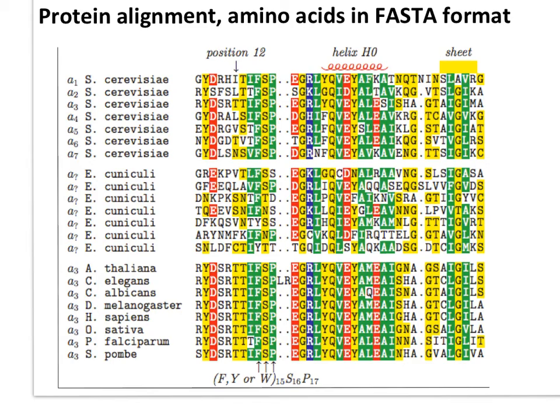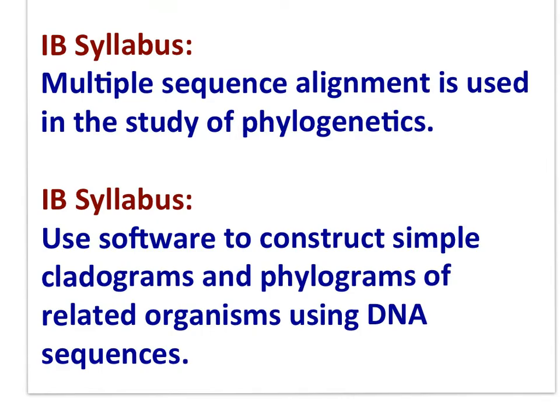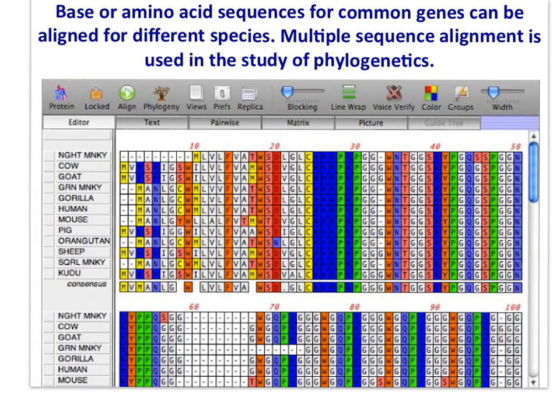The amino acids are lettered in FASTA format. Multiple sequence alignment is used in the study of phylogenetics, and using software to construct simple cladograms and phylograms of related organisms using these DNA sequences. Here we can see, once again, multiple sequence alignment for different species. Now, look carefully. Based on the alignment, can you see any evolutionary relationships among these species?